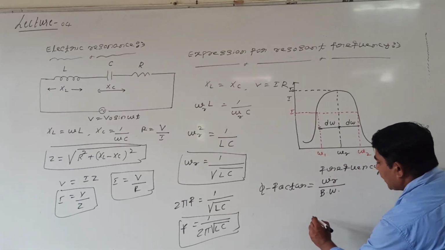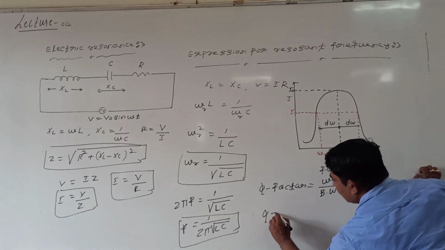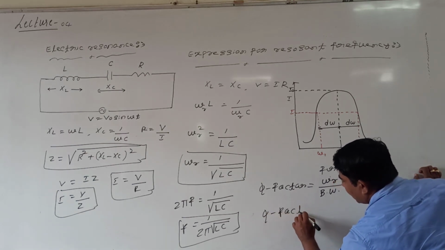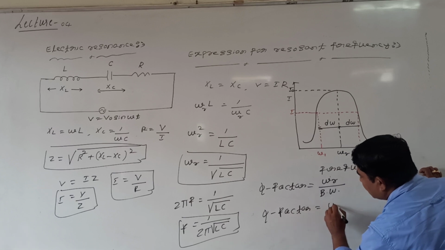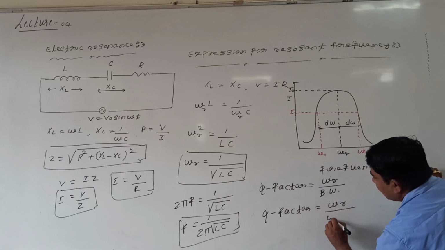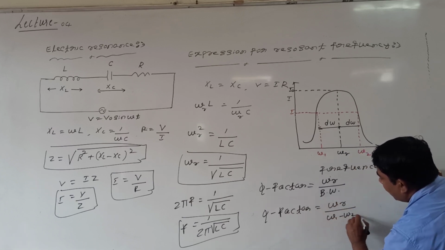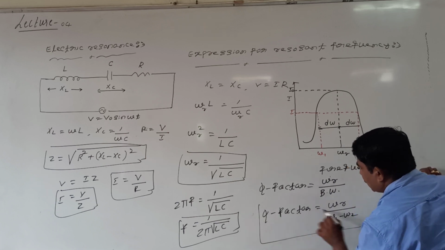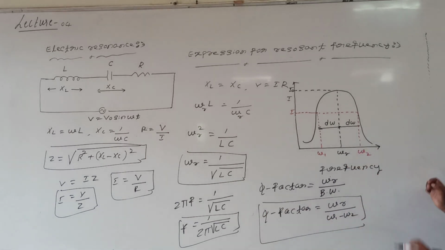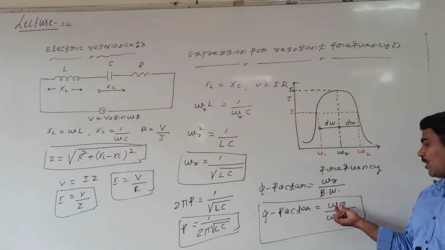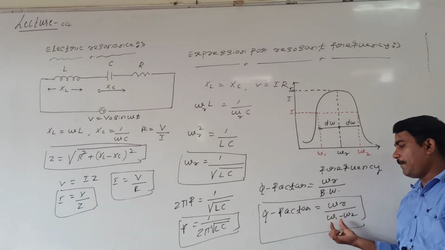See here, alternatively I can define it. What is Q factor here? Q factor is the ratio of resonant frequency, say omega r, to bandwidth. What is bandwidth? Bandwidth is equal to omega 1 minus omega 2. This is Q factor. Right? Q factor is the ratio of resonant frequency to bandwidth.